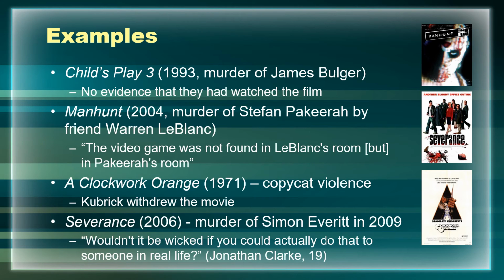There's a film called Severance, and Severance was partly blamed for the death of a guy called Simon Everett. And one of the killers who killed Simon Everett did actually say, wouldn't it be wicked if you could actually do that to someone in real life, apparently referring to a murder in the movie. And so again, the movie was blamed for the killing.